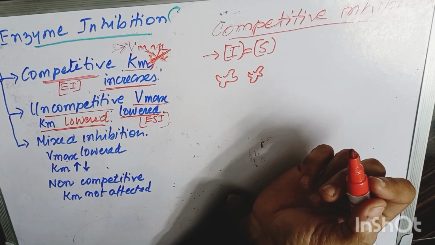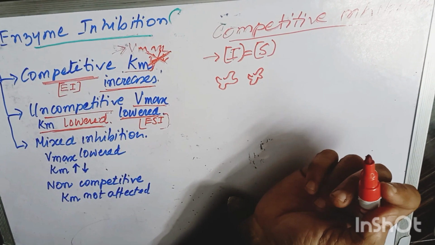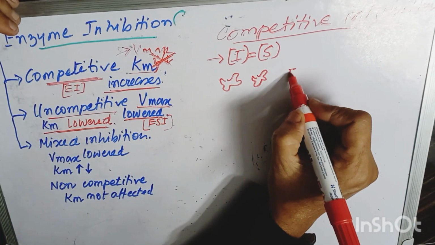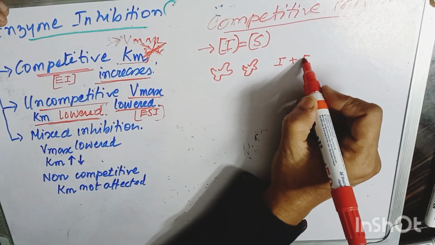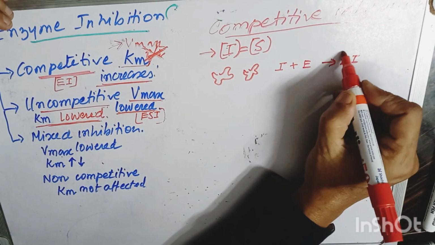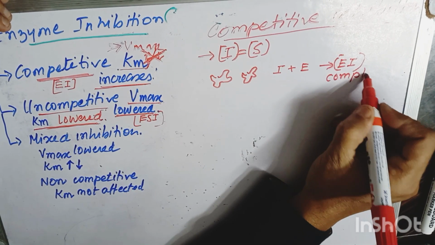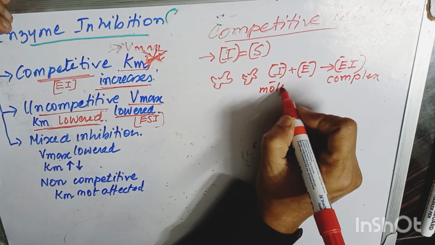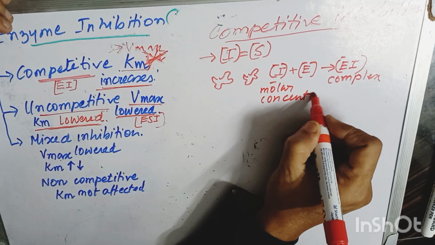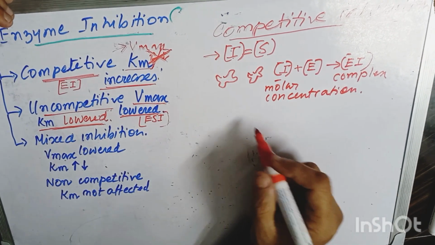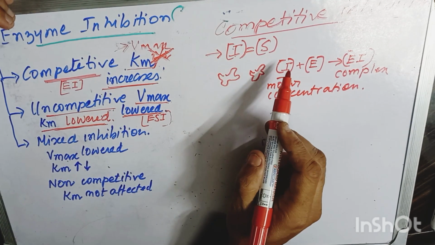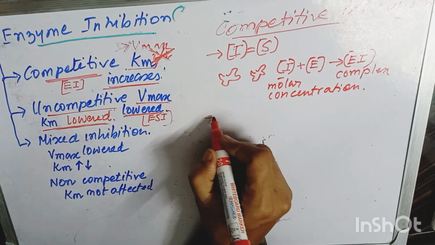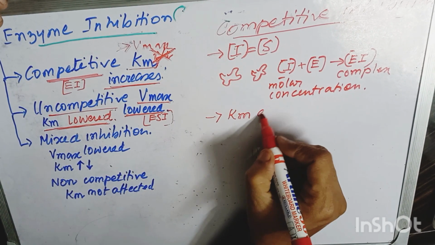The inhibitor actually resembles the substrate structure, and the enzyme will bind to the inhibitor, and this binding of the inhibitor with the enzyme results in the formation of the enzyme inhibitor complex. We put square brackets to signify molar concentration. So this is a substrate analog reaction, and I told you that in competitive inhibition Km is affected.